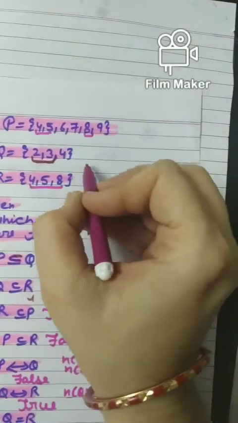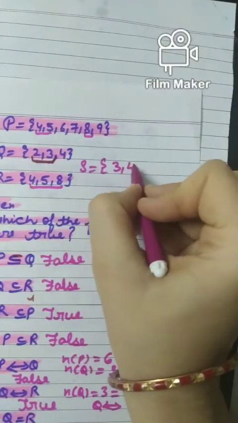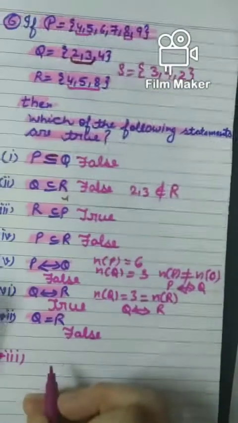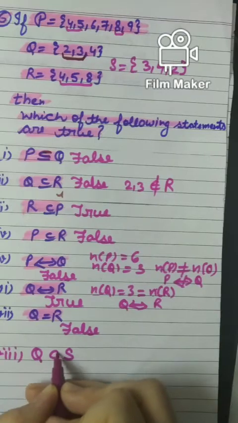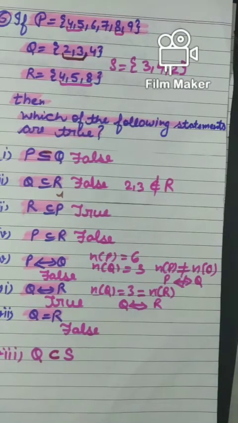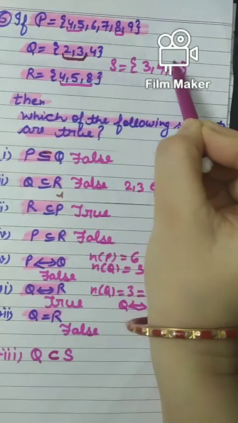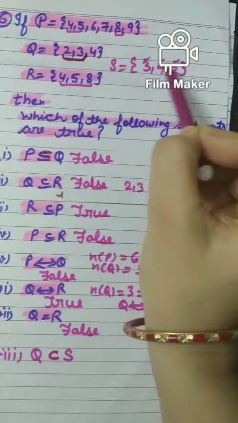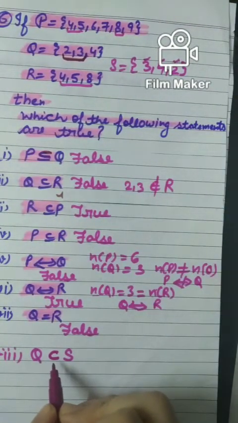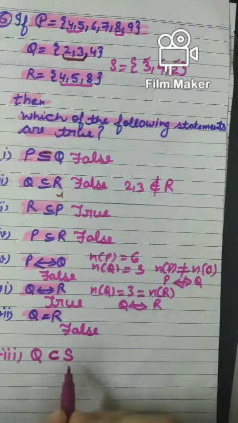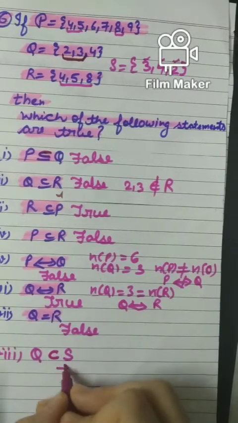I hope it is clear. One more set. What set am I taking? I am taking set S in which I have elements 3, 4 and 2. So now you tell me, is Q a proper subset of S? You see in Q we have 2, 3, 4. In S also 2, 3, 4. Order doesn't matter. They are equal sets, right? So Q is not properly contained in S. Properly means in S we should have an extra element. So this statement is false.